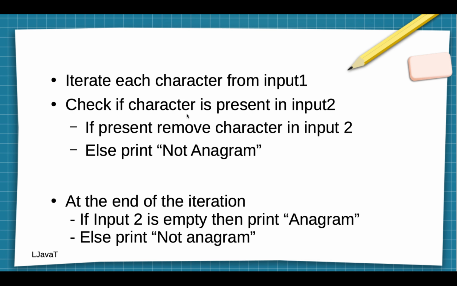So these are the steps to check whether those two strings are anagram or not. First, we are going to iterate each character from input 1. On iterating each and every character, we are going to check whether that character is present in input 2. If the character is present, then we are going to remove the character from input 2, or else we are just going to print not anagram and end the iteration.